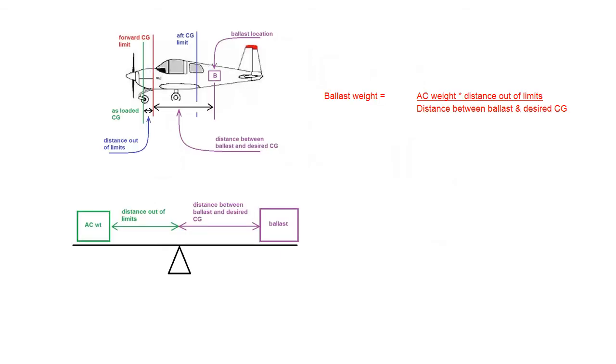These ballast problems can be thought of like the lever problems we solved earlier in this class, where here we can have the aircraft weight, the distance between it and the fulcrum, which we'll think of as the forward CG limit, is the distance out of limits. The distance our as-loaded CG is between it and the closest place within the CG limits. In this box, our ballast location and the distance from it to, again, the closest place in the CG limits.